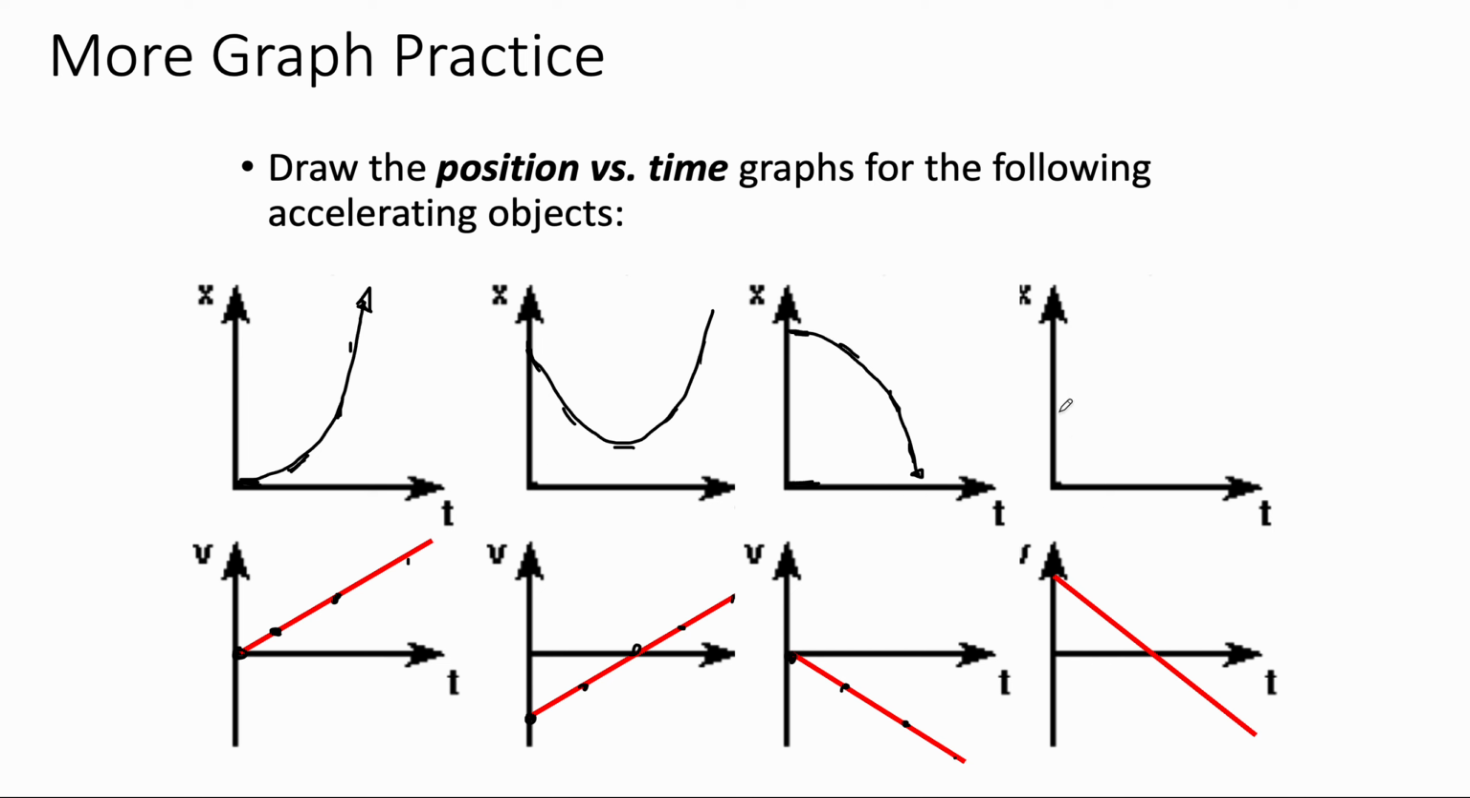Finally, the last one. Slope starts out positive, velocity is positive, which means the slope over here has to be positive. And then it becomes less positive. Then it goes to 0 over here. And then a little negative. And then very negative.